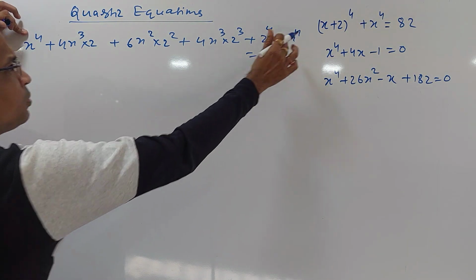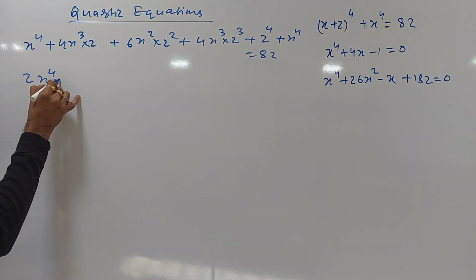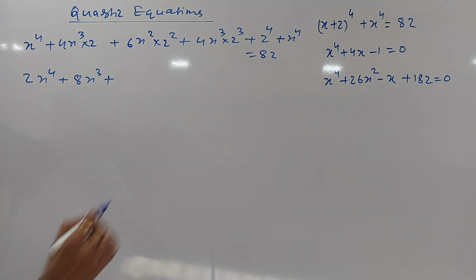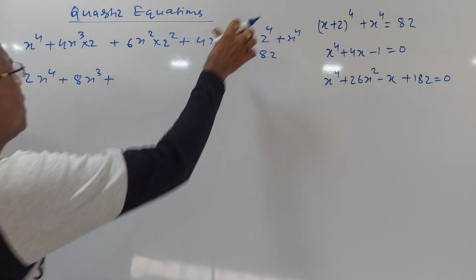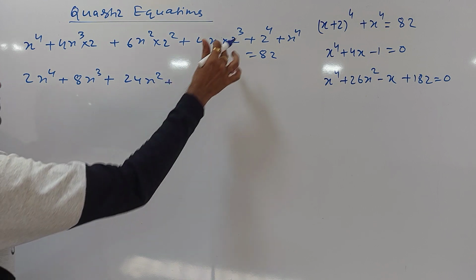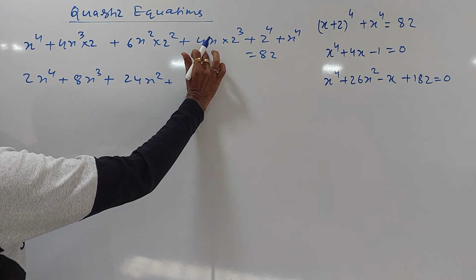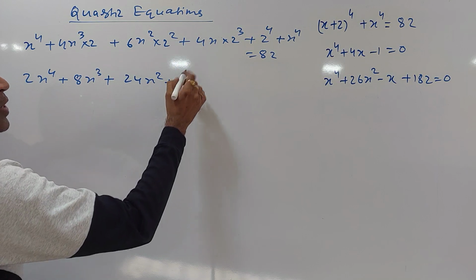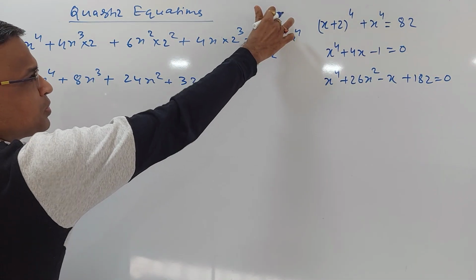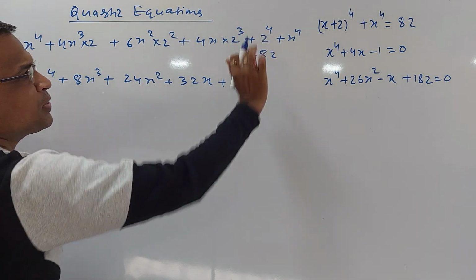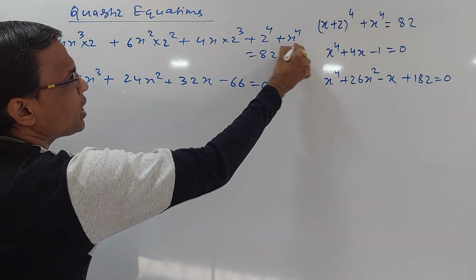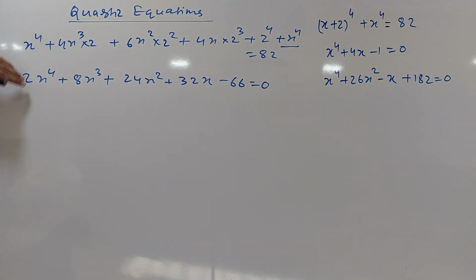is equal to 82. So x power 4 plus x power 4 is 2x power 4. This is 8x cube. Sorry, it will be x. Yes, it is 8x cube, and this is 4 sixes are 24x square, plus 8 fours are 32x, and this is 16, and this is 82. So 16 minus 82 will be minus 66 is equal to 0. This x power 4 is already added to make it 2x power 4.